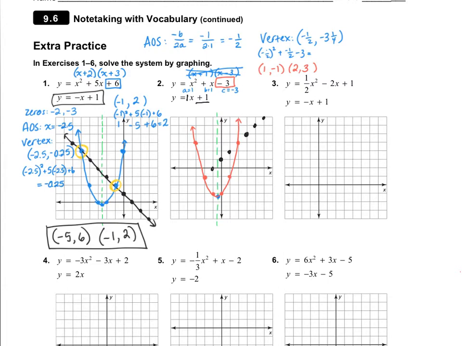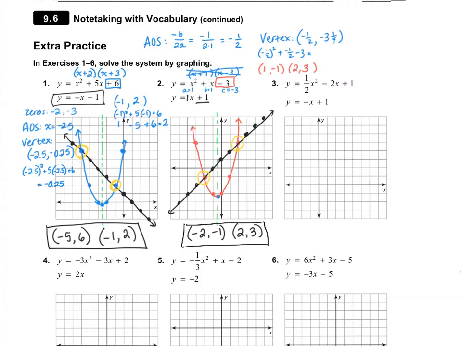And I can see where my answers are going to be right away because I can see where they connect. Those two connect here and here. So my final answers are going to be -2, -1 and 2, 3.